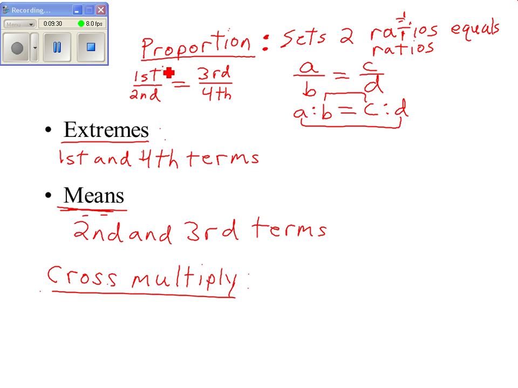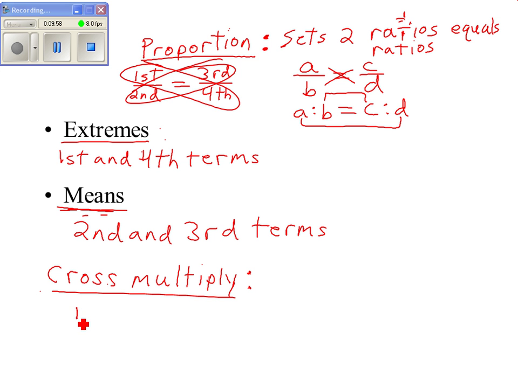You know, they probably taught you to draw a little bubble around this side, draw a little bubble around this side, or maybe they showed you just to put the little lines in there to show which ones you're cross multiplying. The actual mathematical thing that you're doing, we're multiplying the first and fourth terms. Well, what are the first and fourth terms? The extremes.